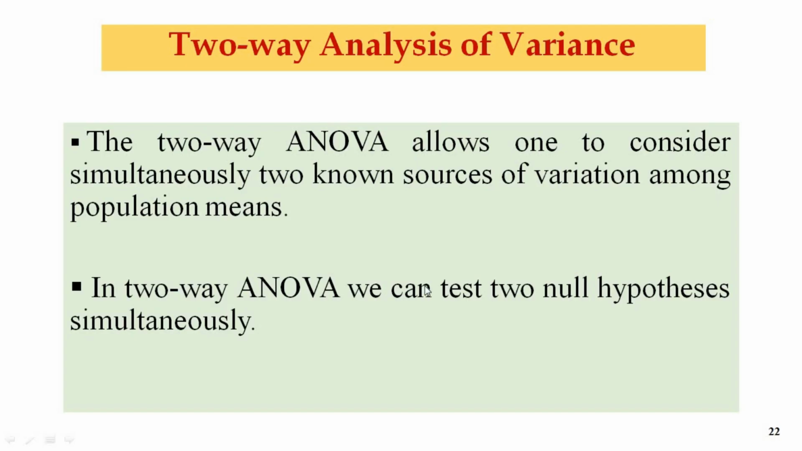Now, two-way analysis of variance. How can we define two-way analysis of variance? In statistics, the two-way analysis of variance is an extension of the one-way analysis of variance that examines the influence of two different categorical independent variables on one continuous dependent variable. Two-way ANOVA allows one to consider simultaneously two known sources of variation among population means. And in two-way analysis of variance, we can test two null hypotheses simultaneously.